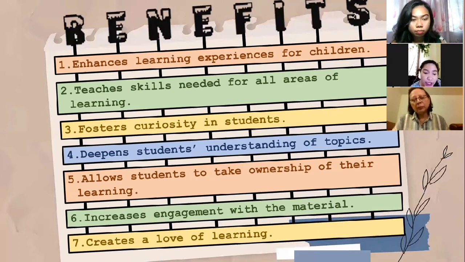Students have the opportunity to explore a topic, giving them more of a sense of ownership over their learning. Instead of the teacher telling them what they should know, students are able to learn in a way that works for them. Six, increases engagement with the material. As a form of active learning, this approach encourages students to fully engage in the learning process. By exploring topics, making their own connections, and asking questions, they are able to learn more effectively.